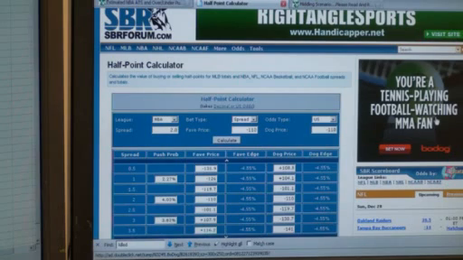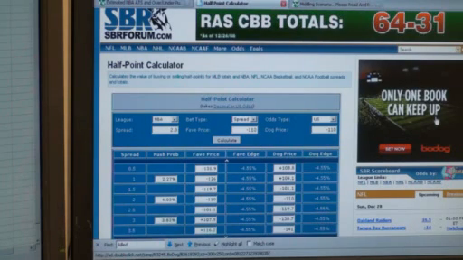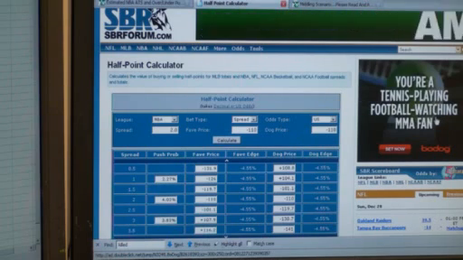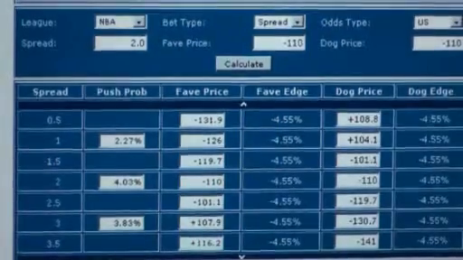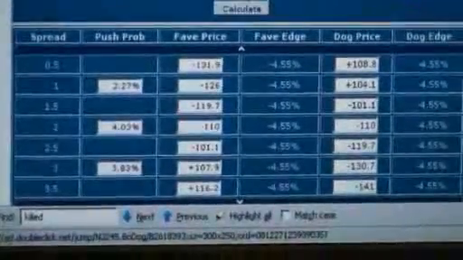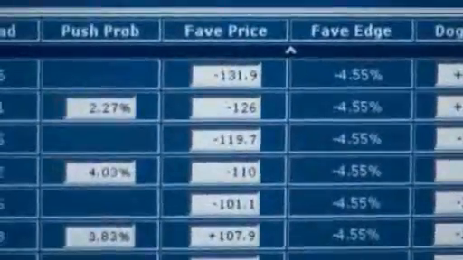So what we're going to do is, first I'm going to show you a source to find half-point value calculations. SBRforum.com has a free half-point calculator. If you go into the Handicapper Think Tank and do a search for half-point calculator, you can easily find a link from Gantro, who created this. These types of calculations are determined by looking at lots of games and figuring out how often a game is likely to land on a certain number, like the 1, the 2, and the 3 in this example.